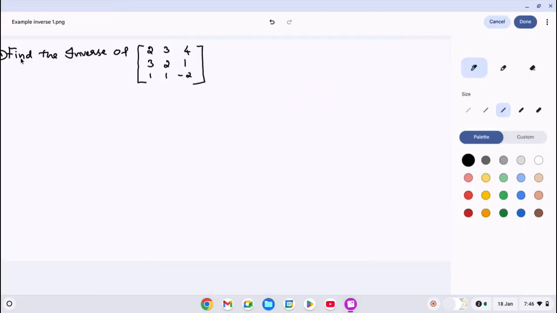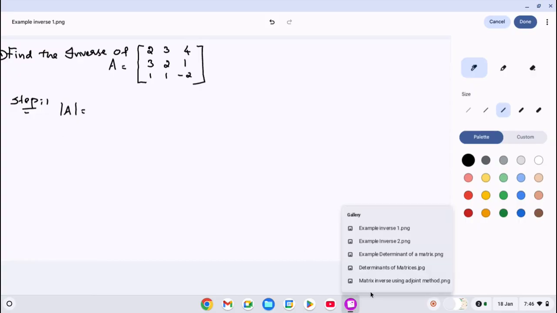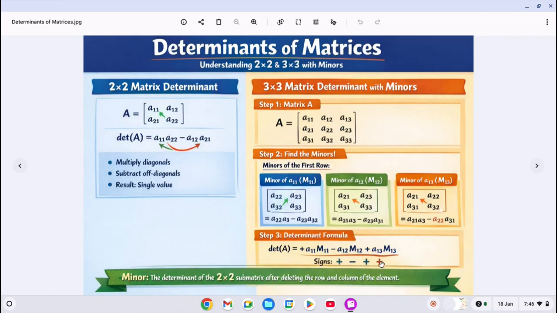Here is a question. Find the inverse of the matrix 2, 3, 4; 3, 2, 1; 1, 1, and minus 2. Here what is step 1? In step 1, we have to find the determinant of A. Suppose we take this matrix as A, we have to find the determinant of A. In determinant of A also, we have to follow steps and use a formula. This is the determinant of matrix formula.